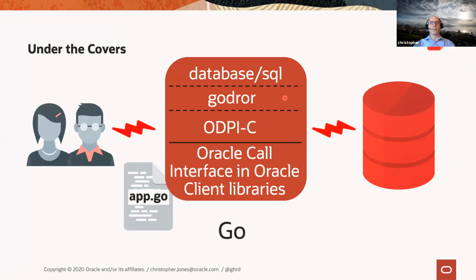Internally, this uses what they call CGO because it has to call down into the C layer. And database/sql sits on top with your app, obviously making database/sql calls.